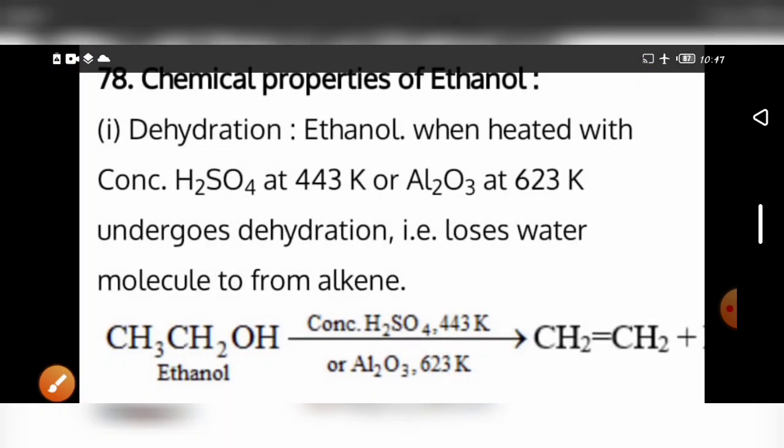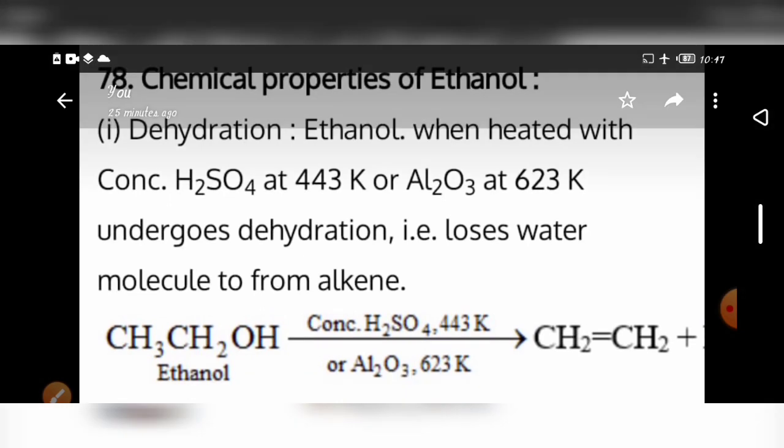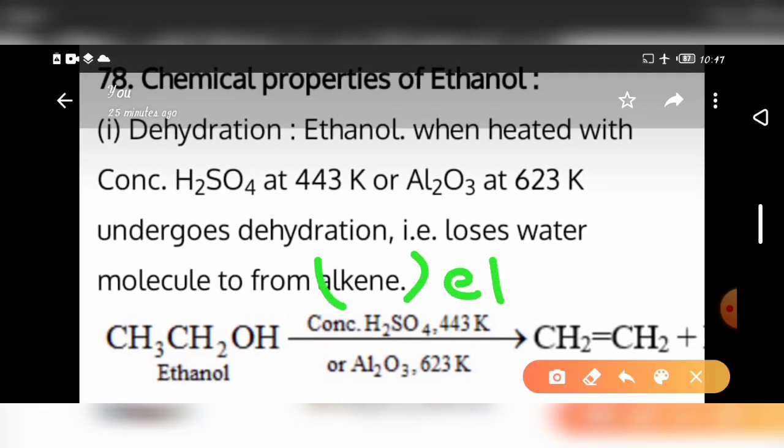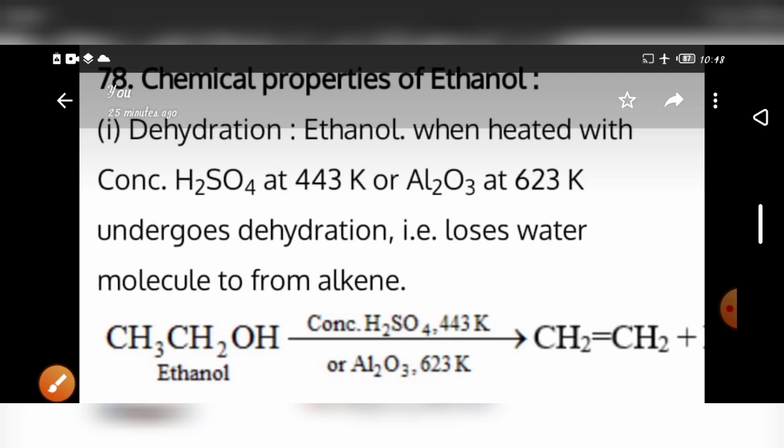First topic is dehydration. Ethanol, when heated with concentrated H2SO4 at 443 Kelvin, it loses water molecule to form alkene, that is ethene. It is ethene because it contains only 2 carbon atoms. How it will be formed we will see. Another substance also given, Al2O3 at 623 Kelvin. This is also used to dehydrate the ethanol molecule.